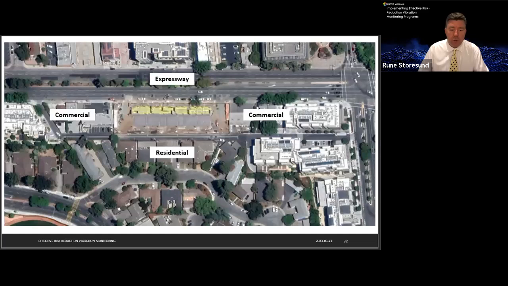So this aerial image presents an overview of the project setting. To the north, the project is bounded by an active expressway with 3 lanes of traffic in each direction. To the south, we have an array of existing residential structures. And to the immediate east and west, the project is bordered by commercial properties.